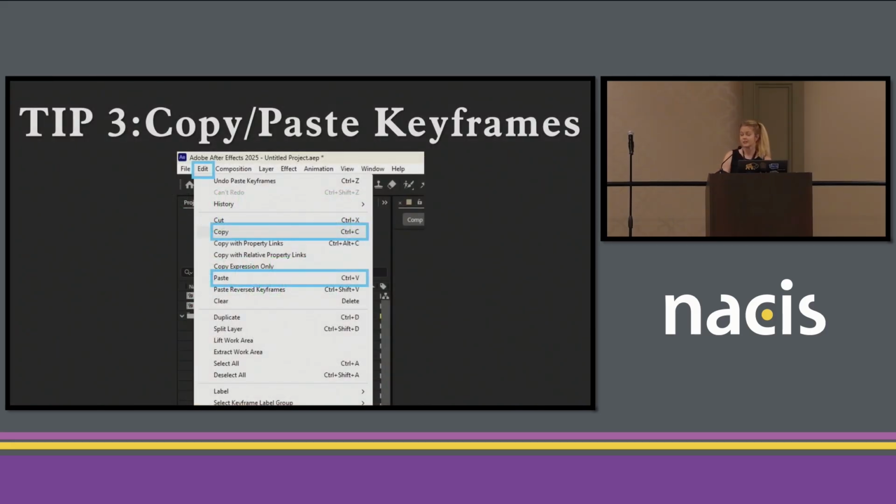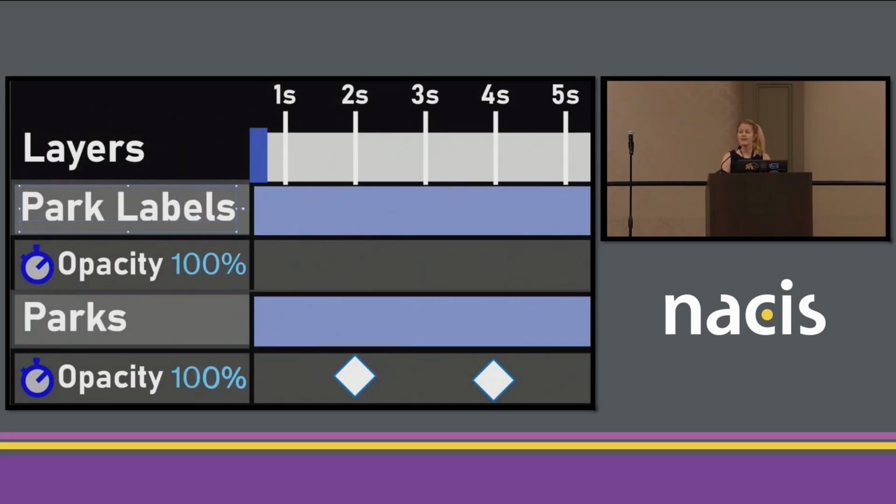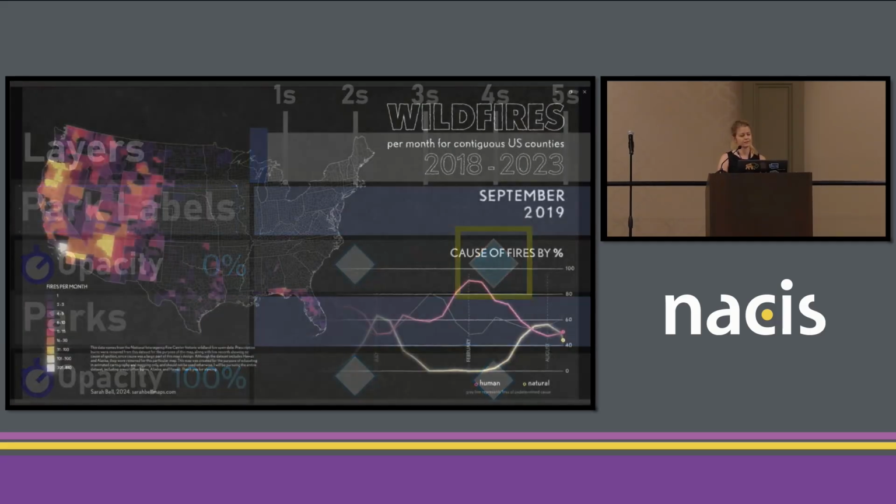That leads to tip 3, copy and paste keyframes. To add that same fading opacity animation to the park labels layer, I should have brought my mouse up here. You add keyframes to the identical points on that layer on the timeline, then select the keyframe with the properties you want to copy and press Control-C or Command-C to copy, and then select the keyframe that you'll paste the properties into and press Control-V or Command-V to paste.